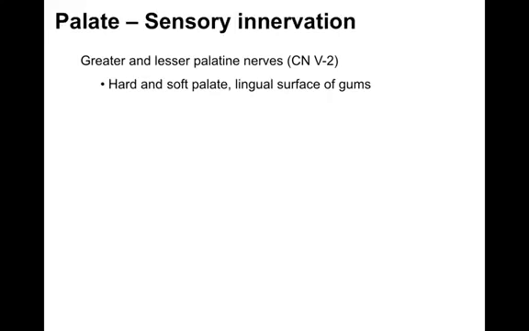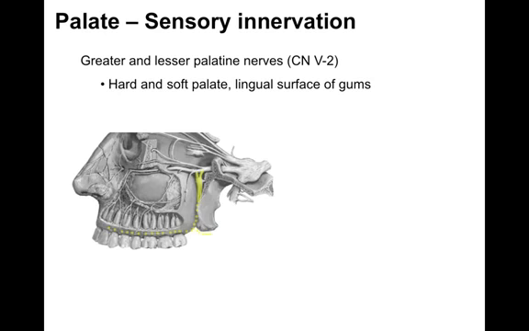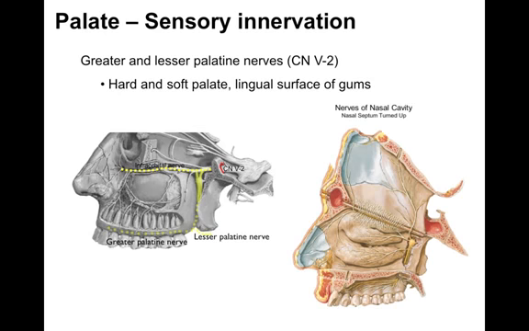Now the palate sensory innervation. So the palate's innervated by the greater and lesser palatine nerves, which are a branch of V2. So the hard and soft palate and the lingual surface of the gums. So there we've got our cranial nerve V2 going through the foramen rotundum, and then there's our infraorbital nerve going to the maxillary teeth and the skin of the side of the nose and bottom eyelid. And then notice that descending down are these greater and lesser palatine nerves that provide general sensory innervation of the hard and soft palate. There we have another picture showing the same thing.